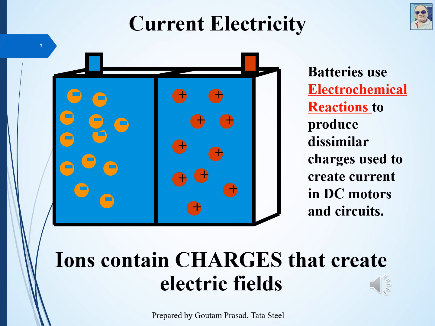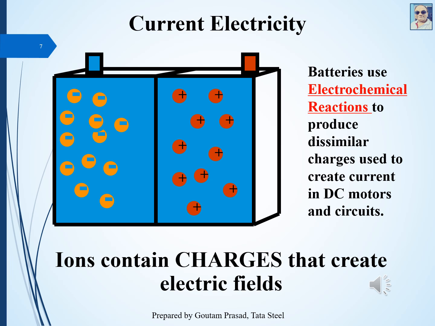Here a battery has been shown that has two terminals, one positive terminal and the negative terminal. Positive side of the battery has positive charged ions, whereas the negative side has negative charged ions. And the battery uses electrochemical reaction to produce dissimilar charges used to create current in the DC motor and circulate it. Ions contain charges and that can create electric field. Because of this field, there exists a potential difference between these two terminals, and that causes the current to flow. That is sometimes also termed as electromotive force, EMF in short.